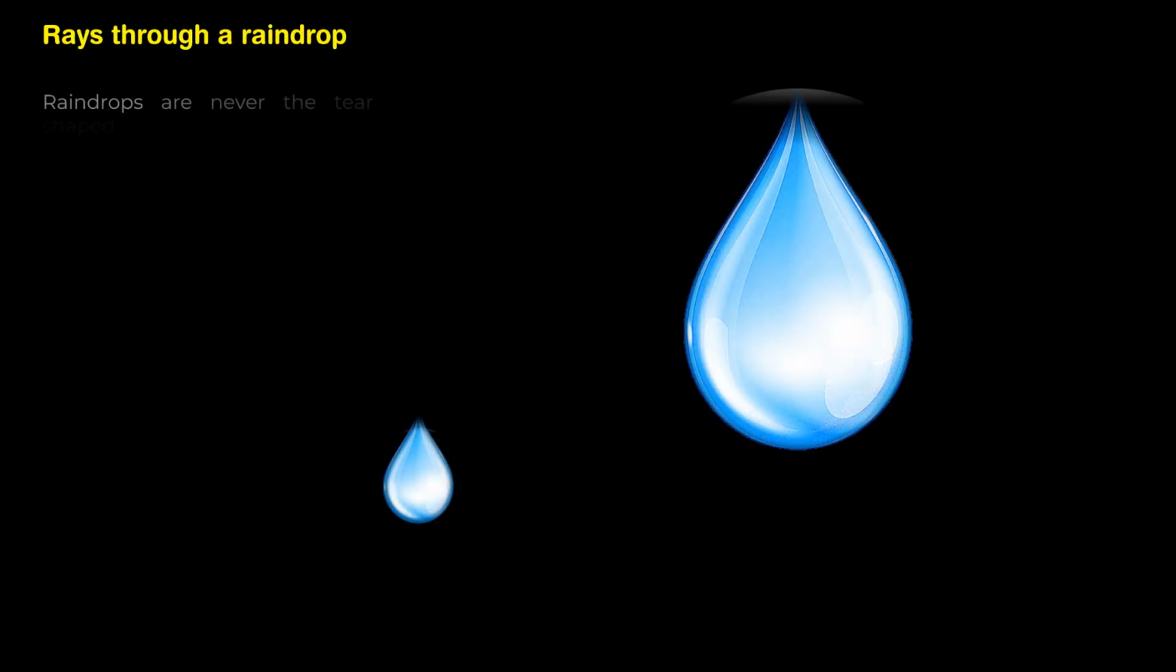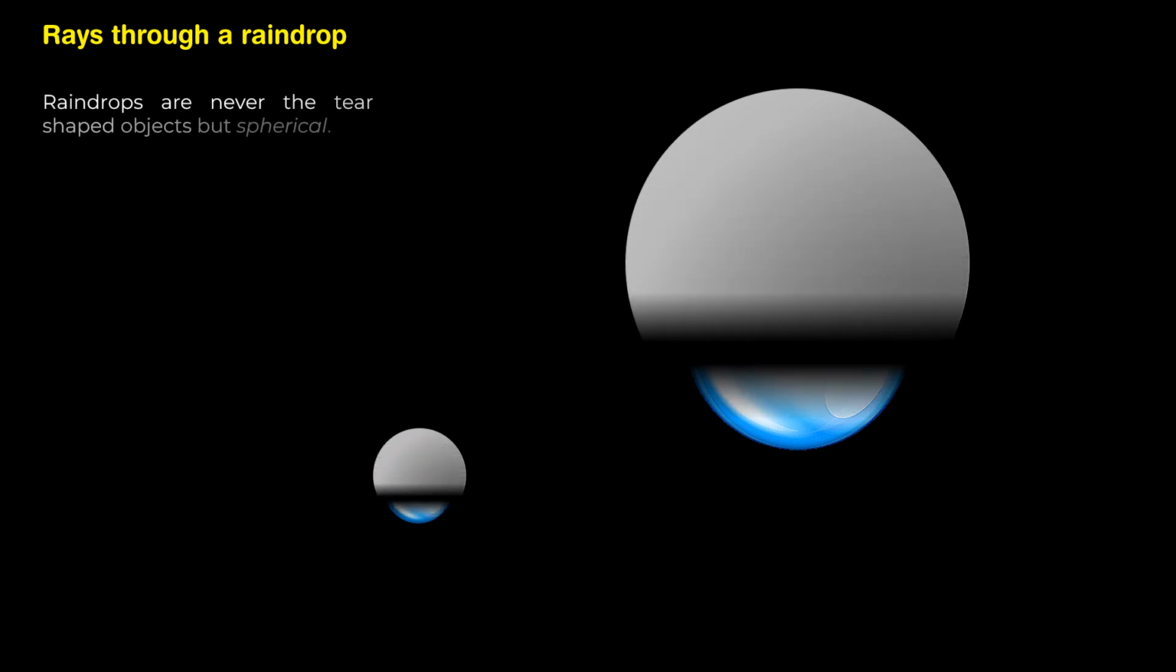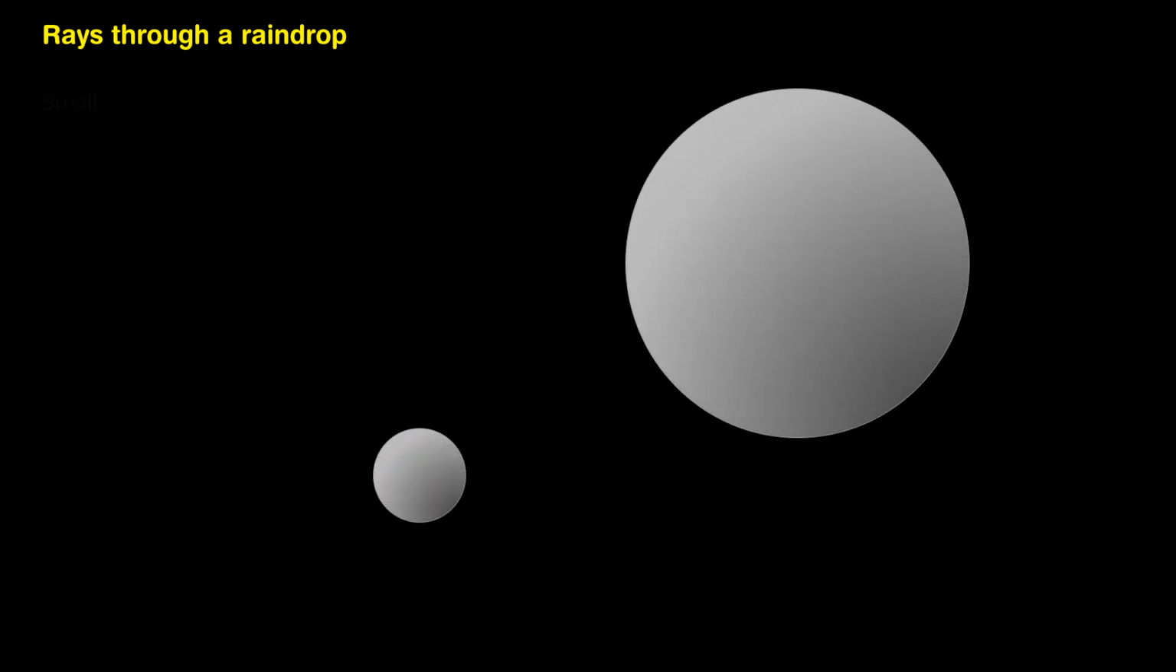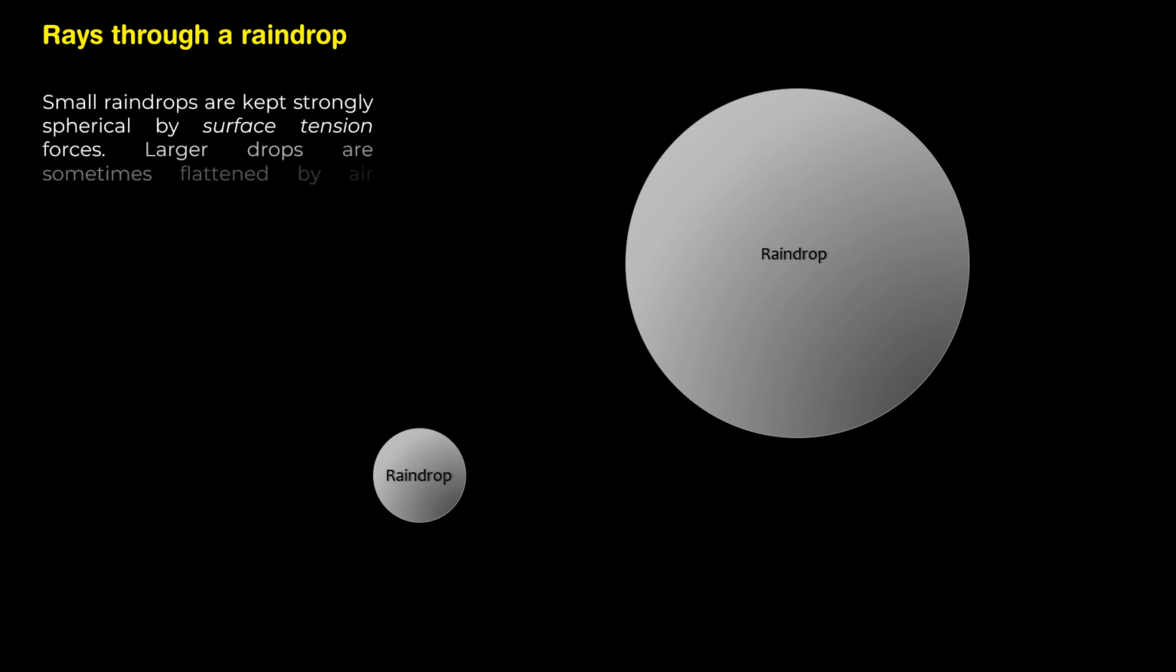Raindrops are never tear-shaped objects but spherical. Small raindrops are kept strongly spherical by surface tension forces. Larger drops are sometimes flattened by air resistance as they fall, and they may even oscillate or wobble.